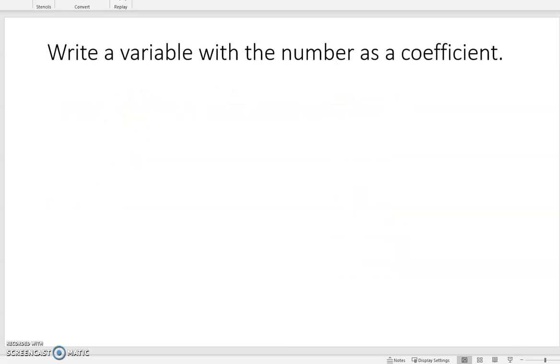For slide 7, you are writing your number as the coefficient with any variable. Remember, variables are letters or symbols. So for this one, my number is 6, and if I write that as a coefficient, I can pick any variable I want. So for here, 6m shows 6 is the coefficient of the variable m.